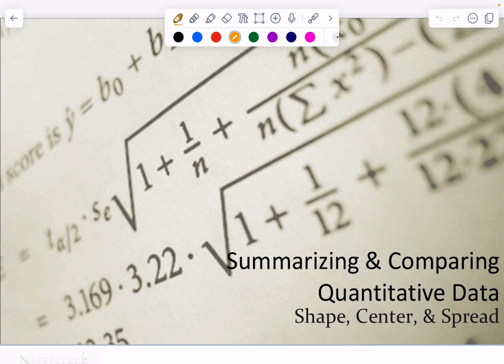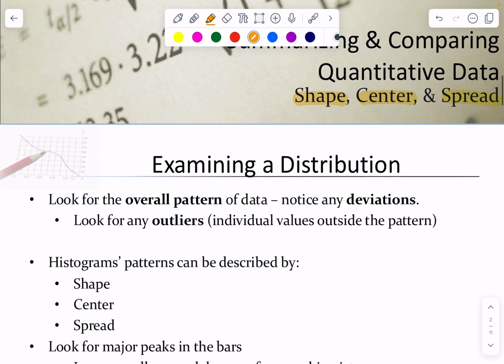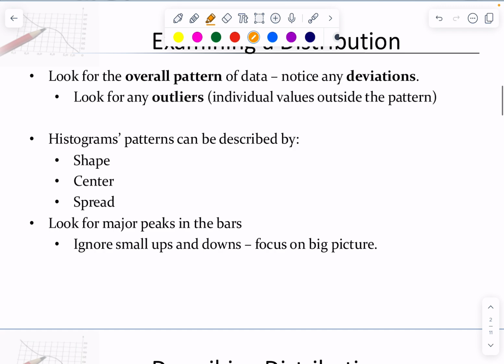And as we can see here, we're going to focus on three aspects: the shape, the center, and spread, or what the book is going to call variability. So when we examine a distribution or want to describe what we see, we look for an overall pattern. We ignore ups and downs and small deviations from class to class, and we're really worrying about the big picture. Overall, what am I seeing in terms of patterns and trends and things like that.